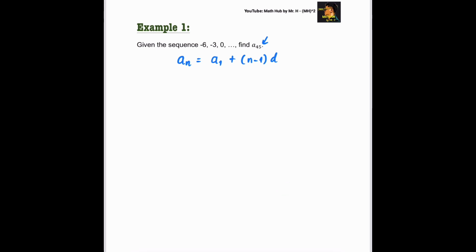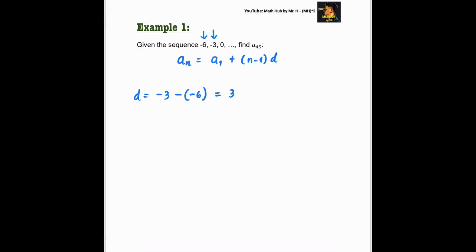Alright, so first of all, what we need to do is to find the common difference. So how do we find the common difference of the arithmetic sequence? It's easy. We just take, for example, the second term, which is -3, minus the first term, which is -6. So we'll have -3 minus -6 will be +3. So the common difference, or the value of d, is 3.